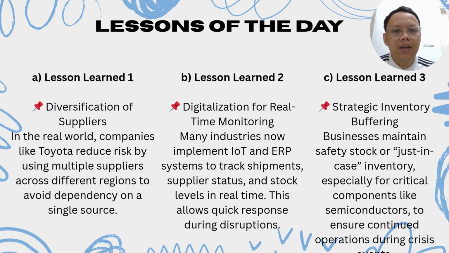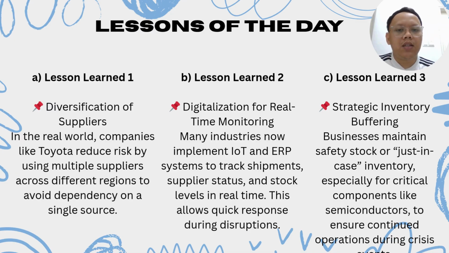Lessons of the day. From the Toyota experience, we can derive three key lessons. First, diversification of suppliers. In the real world, companies like Toyota reduce risk by using multiple suppliers from different regions to avoid dependency on a single source.